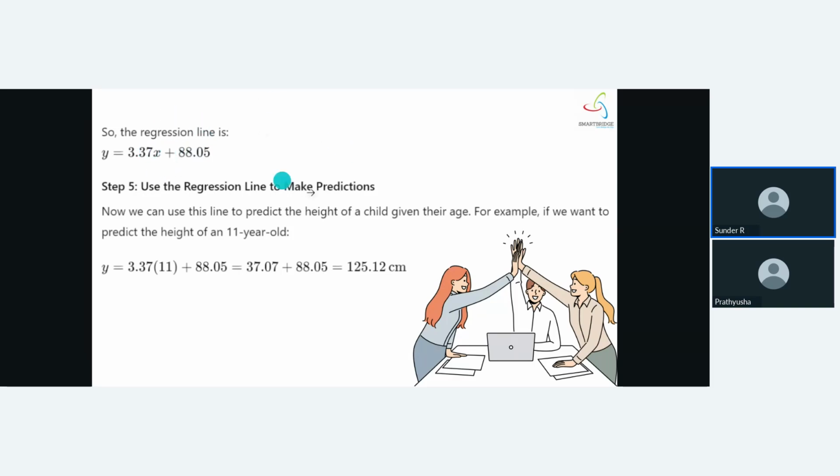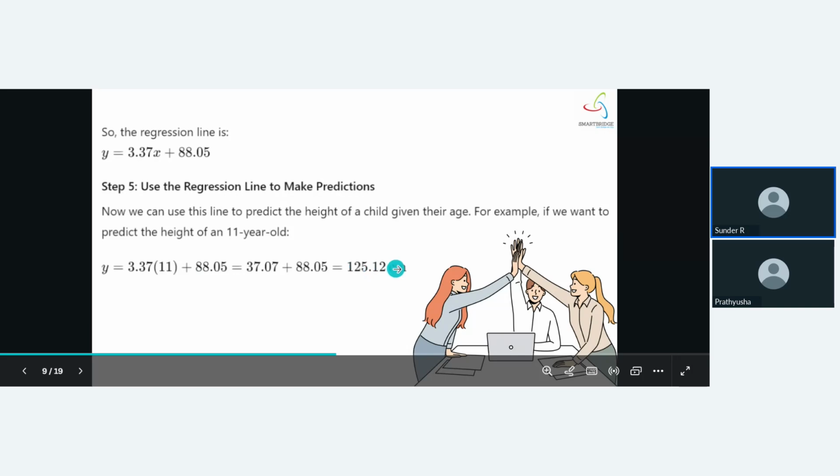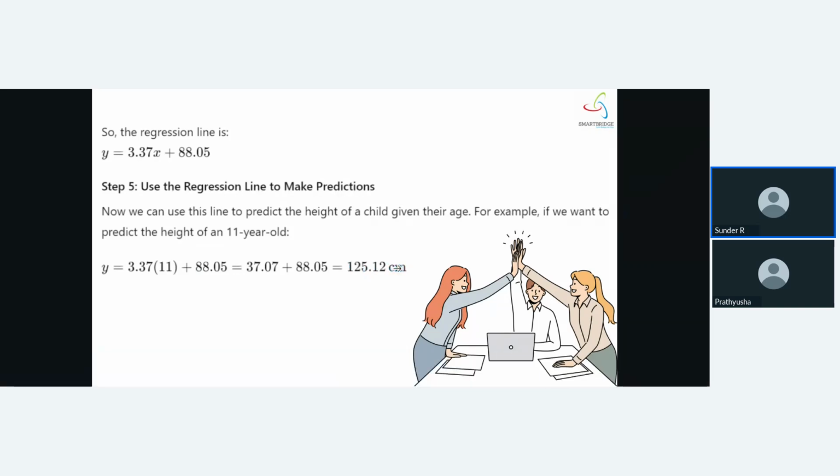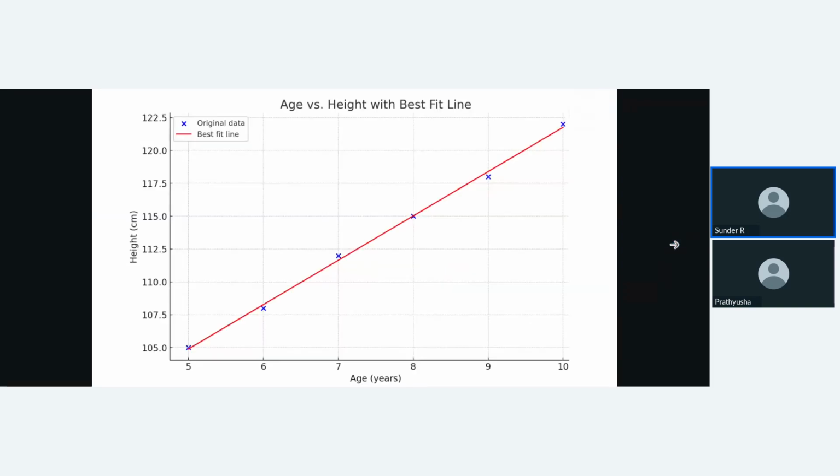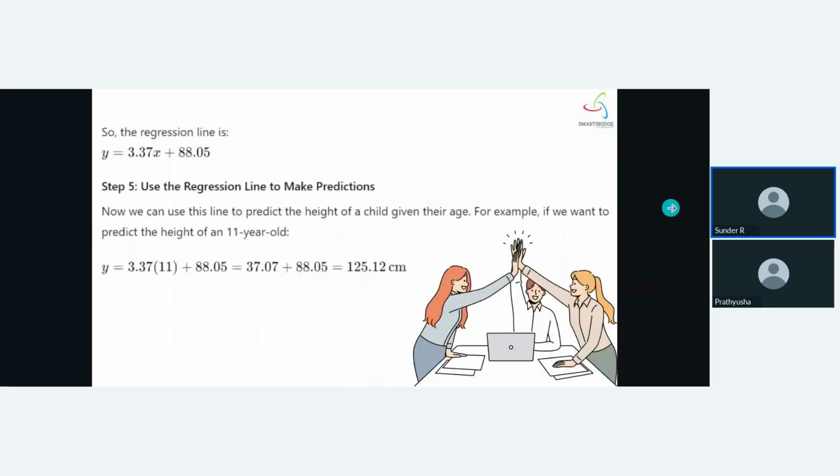Is it clear? So here, what have I considered? I am trying to predict the height of a child who is 11 years old. So what am I doing? I am just giving the value of 11 to the value of x, and I am able to find the height. Is it clear, guys?